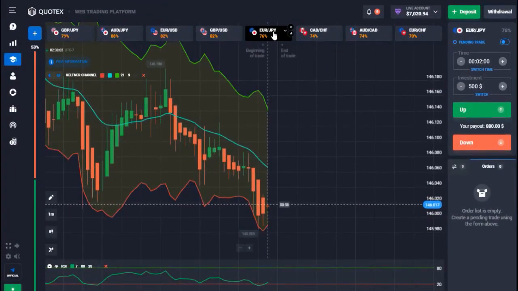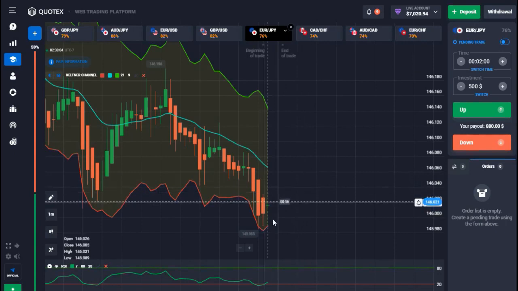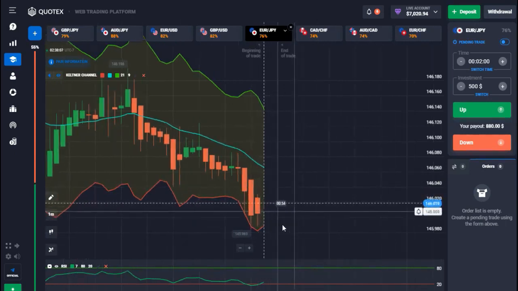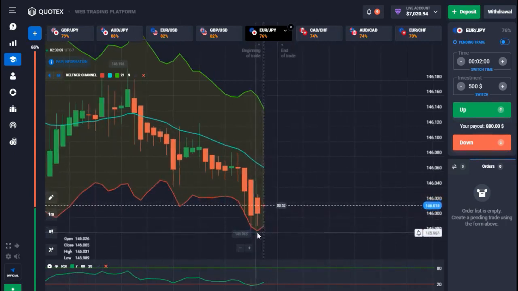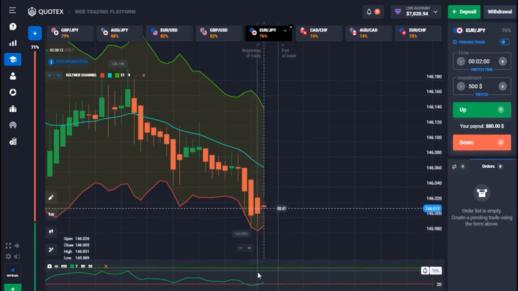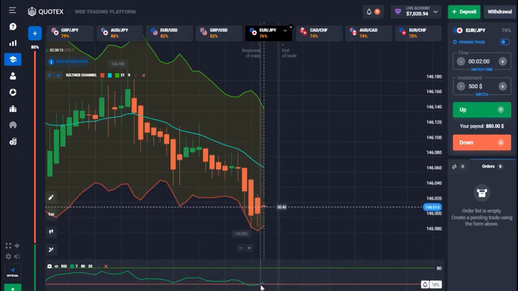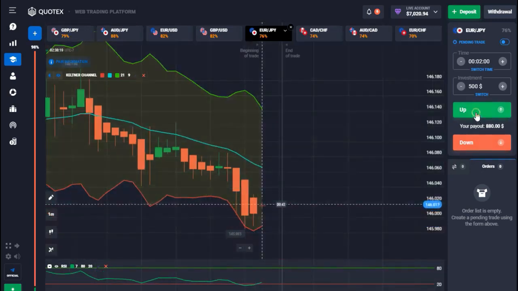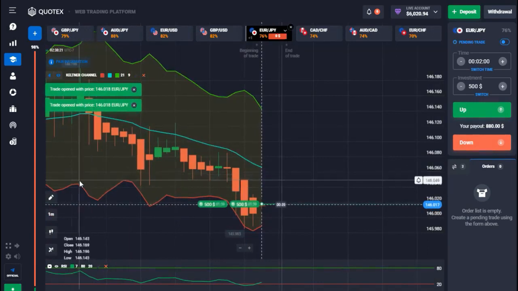Okay guys, so we're having a very good moment here. As you can see, this is a very clear indication of an uptrend. The confirmation is right with our oversold position of the Keltner channel. The same thing happened with our RSI indicator. So this is a very good position. I'm going to enter an uptrend there.